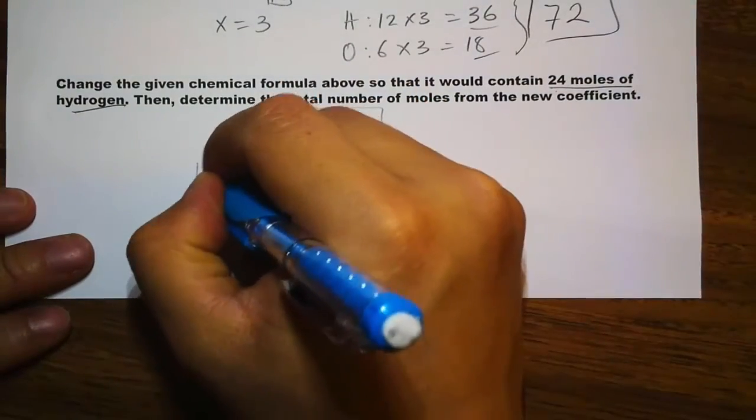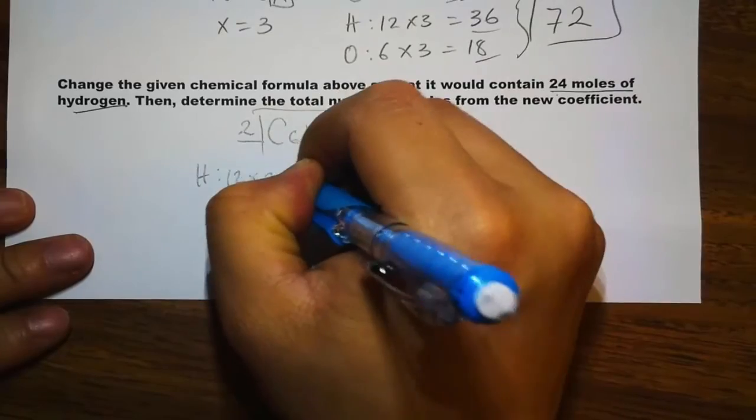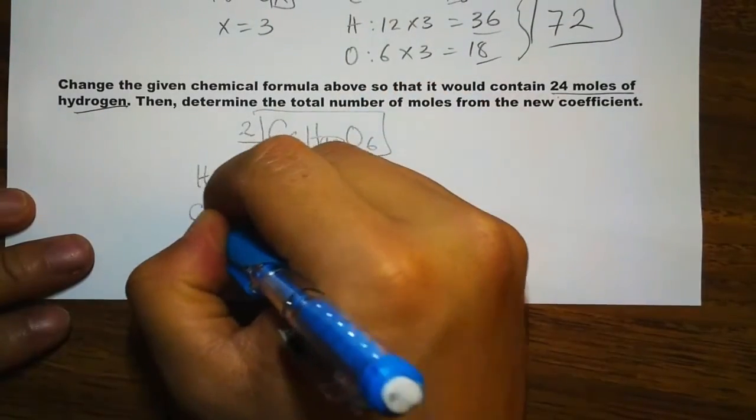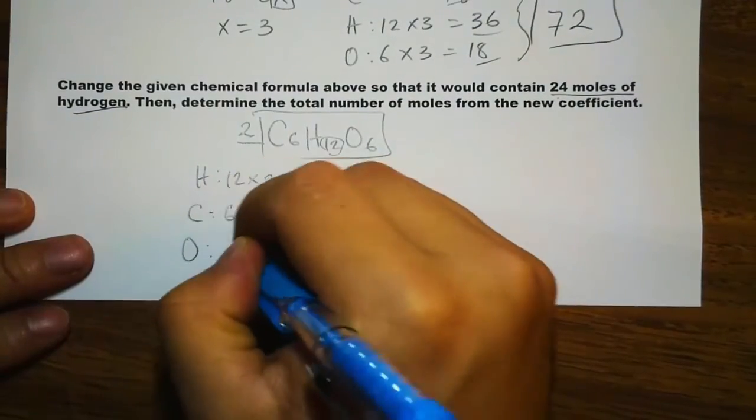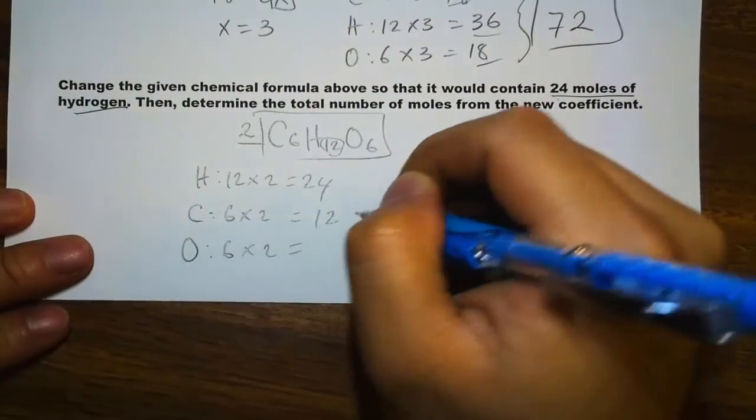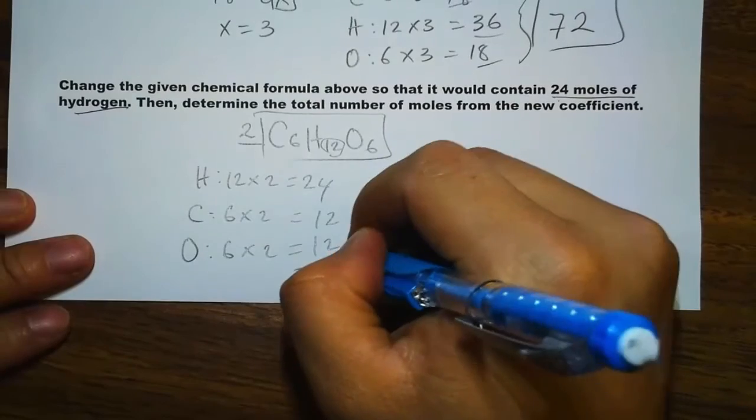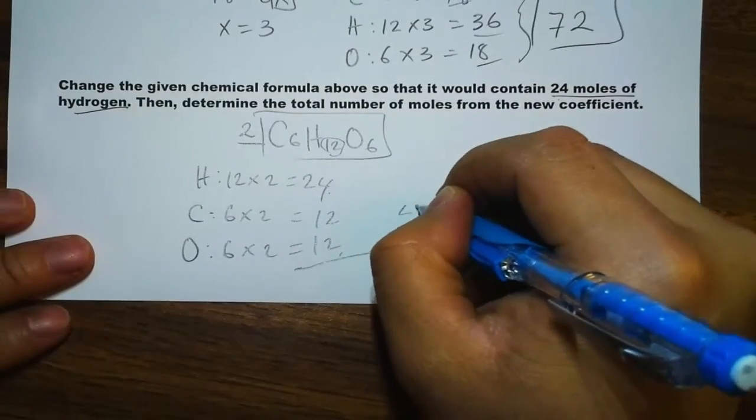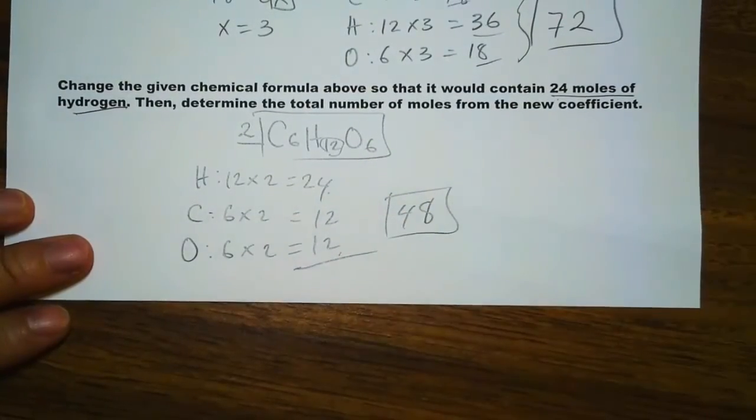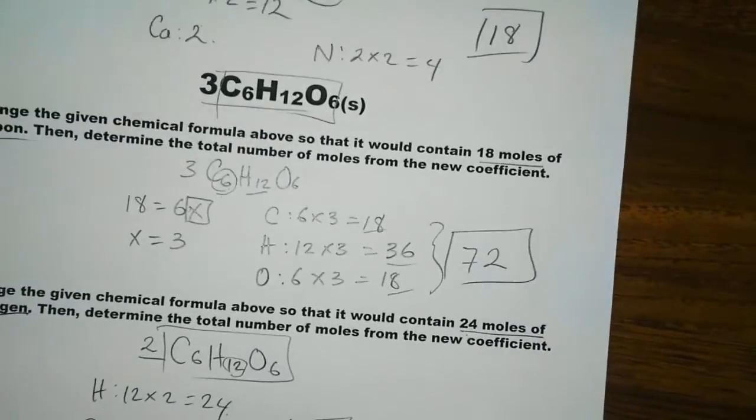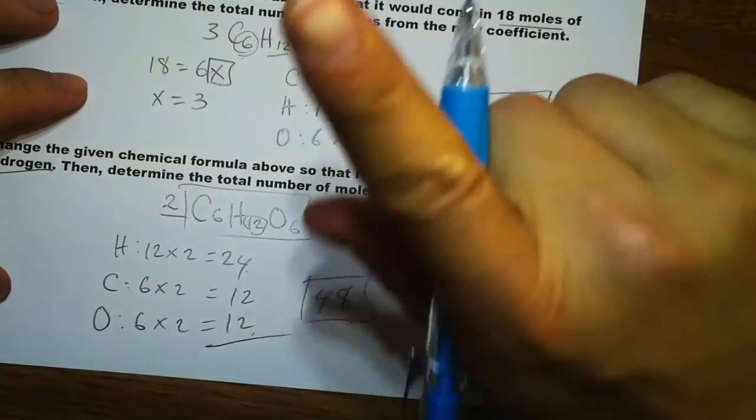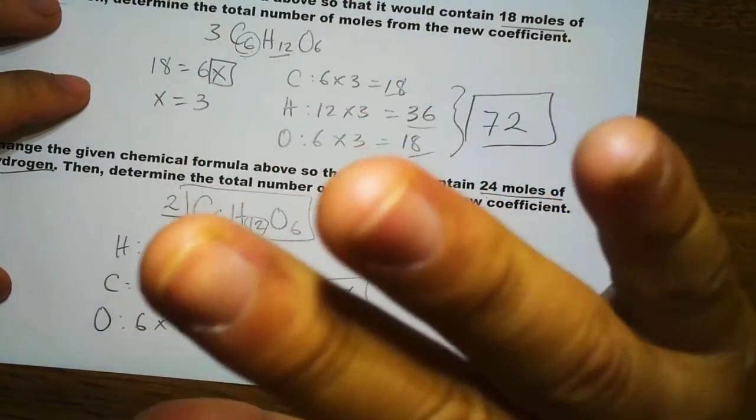So for H it would be 12 times 2, which gives us 24. For C it would be 6 times 2, which gives us 12. And for O it would be 6 times 2, which gives us 12 again. So 24 plus 24 gives us a total of 48. Isn't that easy? And that is how you change the coefficient. Remember, you can only change the coefficient, nothing else.